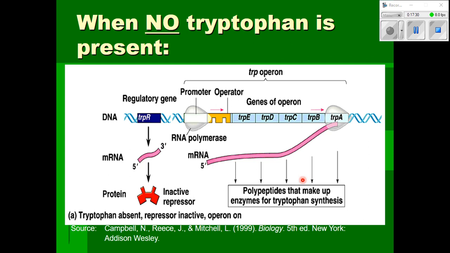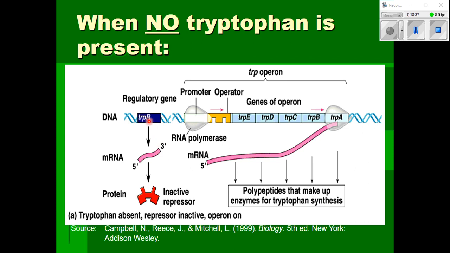Let's look at the scenario of when there is no tryptophan present. So the cell is desperate for tryptophan. If it doesn't make tryptophan, it will die. Okay, so no problem. RNA polymerase attaches to the promoter. It moves down the operon and it transcribes this gene. It transcribes this gene, this gene, this gene, this gene. Here's the messenger RNA that just got made by transcription. The ribosome is going to read this entire strand of messenger RNA and make all five polypeptides, which are going to make up the enzymes, and tryptophan is going to be synthesized. Okay. In other words, if there's no tryptophan present, these five genes are expressed, the enzymes are made, and tryptophan is going to be synthesized by its normal metabolic pathway.